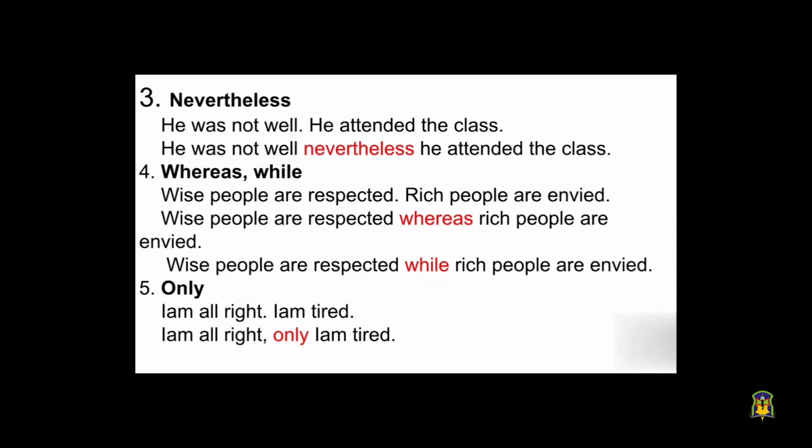Next one is whereas and while. Wise people are respected, rich people are envied. So in the sentence itself we can see two contrasting statements are given. So how are we combining? Let's see that. Wise people are respected, whereas rich people are envied. Have you seen that? We have used whereas. In the same sentence, we can use while also. Wise people are respected, while rich people are envied.